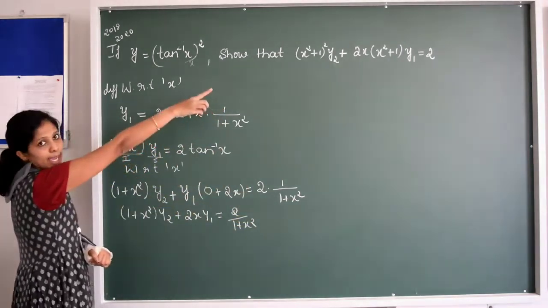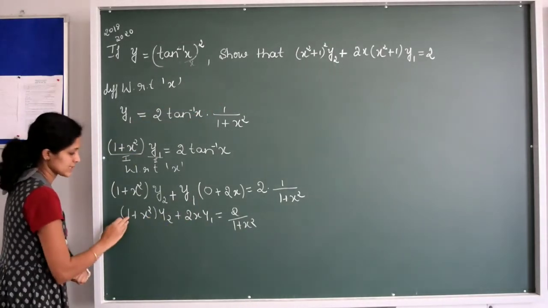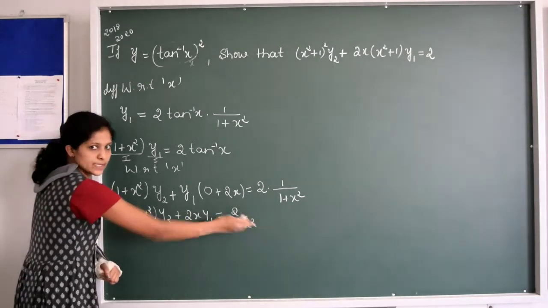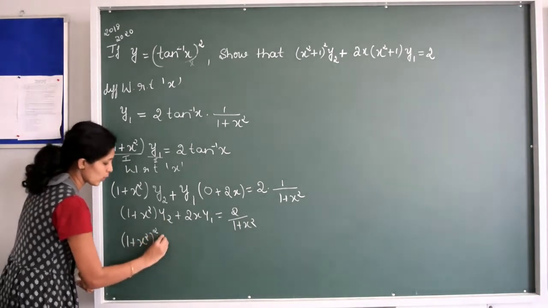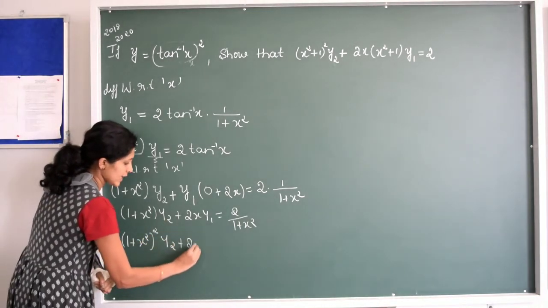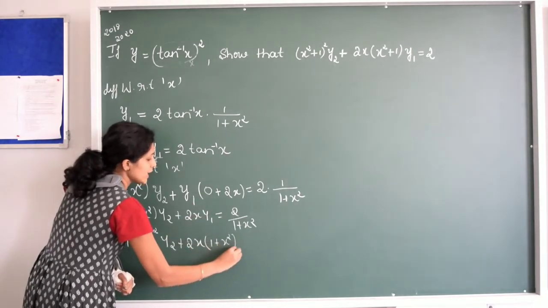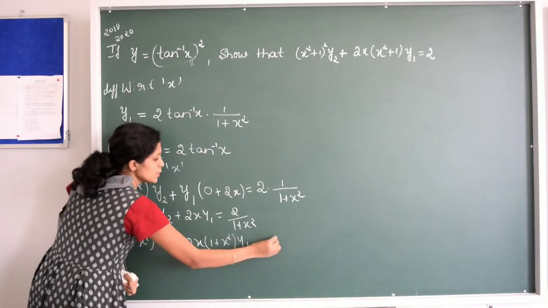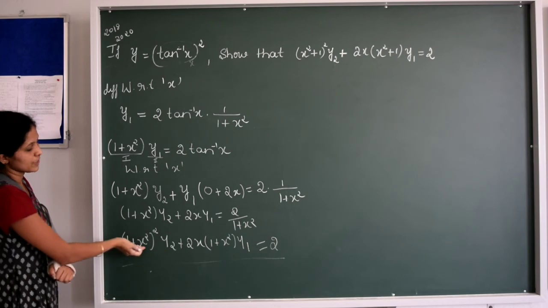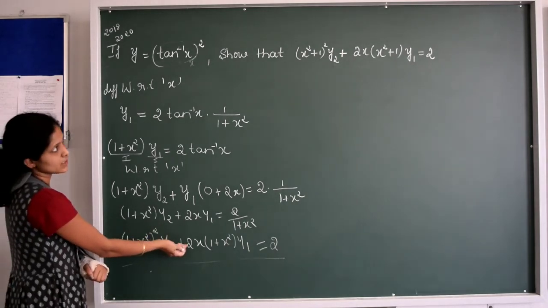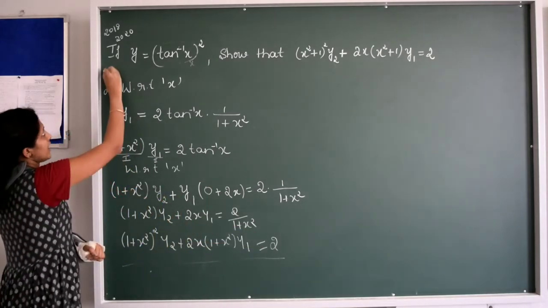What we have to prove? 1 plus x square whole square should be there, right? We will multiply this one here. Multiply by 1 plus x square. So 1 plus x square into 1 plus x square will be 1 plus x square whole square. Is it clear? y2 as it is, plus 2x into, this is 1 plus x square we have multiplied, that is 1 plus x square into y1 is equal to 2. Simple. Only 4 steps are there. 5 mark problem. 1 plus x square whole square into y2 plus 2x into 1 plus x square into y1 is equal to 2. Important one and it is an easy one.